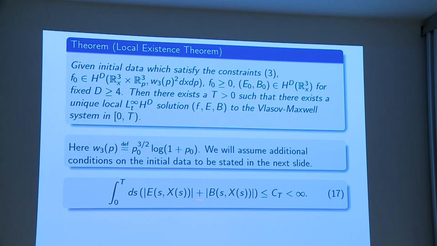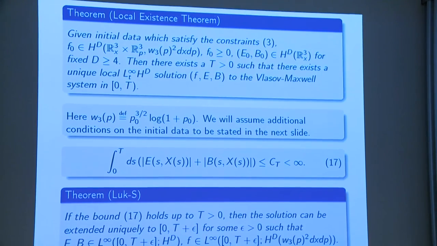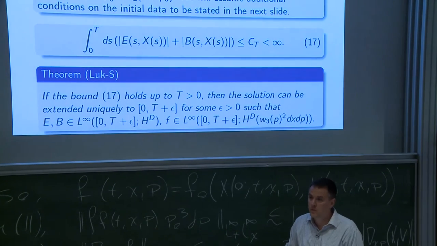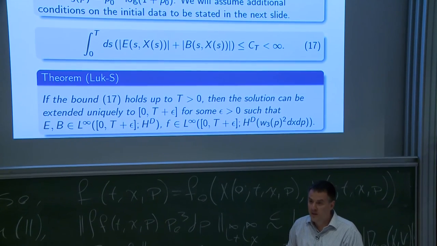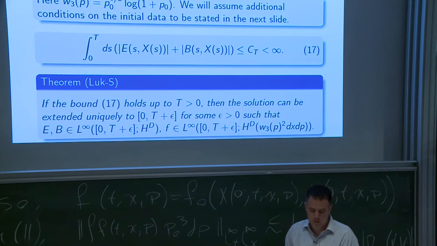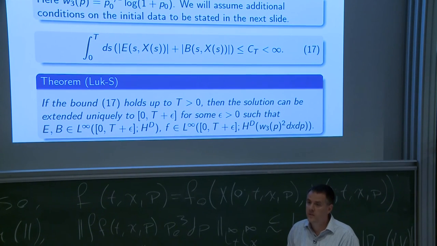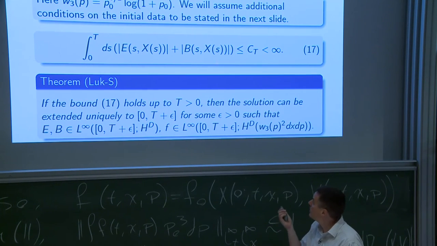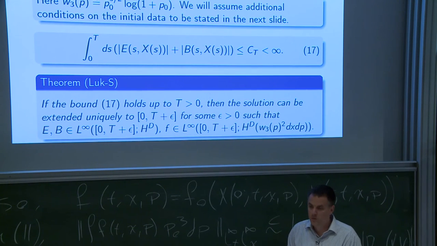And then if you assume this condition on the L1 integral of the field along characteristics, and if the bound 17 holds up to time T, then you can continue your local solution further past T. So this is a continuation criterion. That's the theorem. You can continue your solution beyond T, and the solution stays in the Sobolev spaces H^D. So you can continue the solution up to time T plus epsilon for any small epsilon, and if you have a bound like this for all T, then you have a global solution, because you have a solution that exists for any large amount of time.